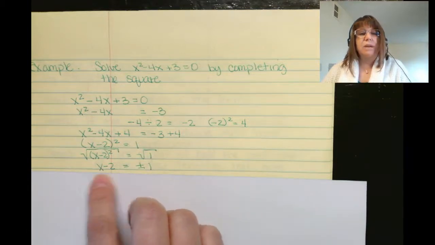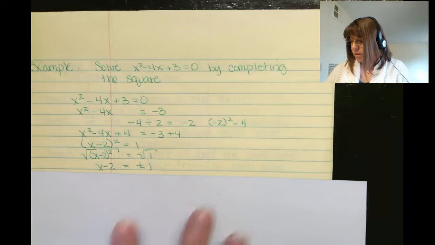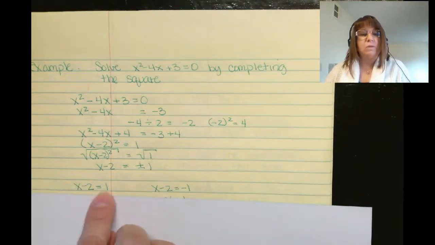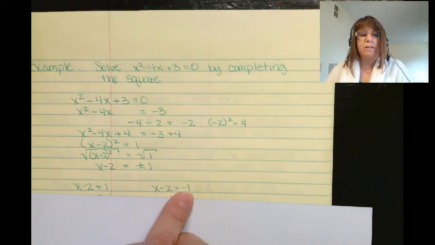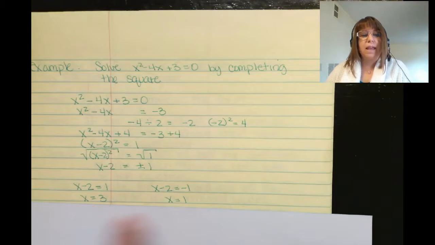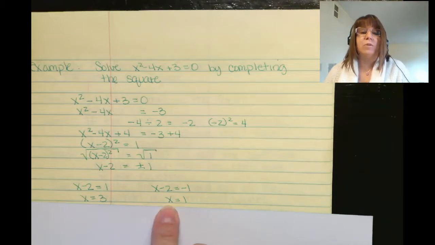Now I have x minus 2 equals plus or minus 1. Those are two equations that I can solve: x minus 2 equals 1 and x minus 2 equals negative 1. Add 2 to both sides, x equals 3. Add 2 to both sides, x equals 1.